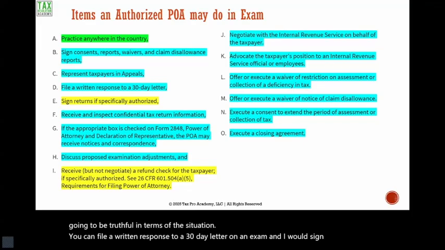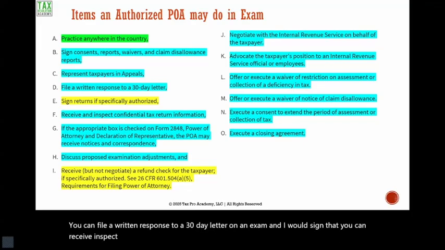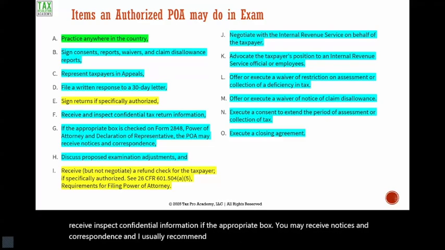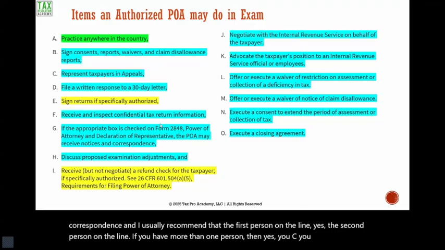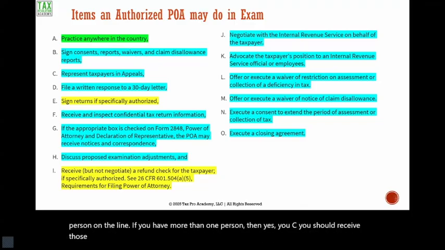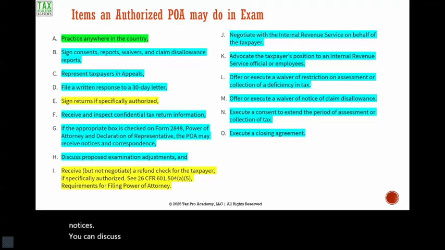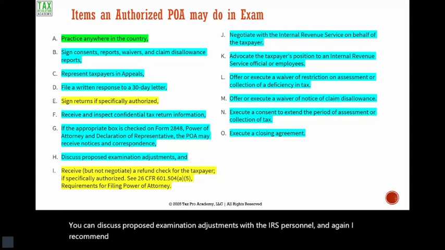You can receive and inspect confidential information. If the appropriate box is checked, you may receive notices and correspondence, and I usually recommend that the first person on the line, yes. The second person on the line, if you have more than one person, then yes, you should receive those notices. You can discuss proposed examination adjustments with the IRS personnel, and again, I recommend that you do that.